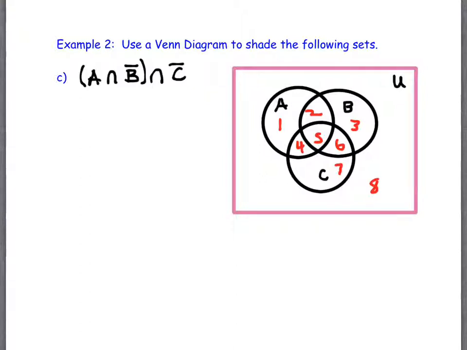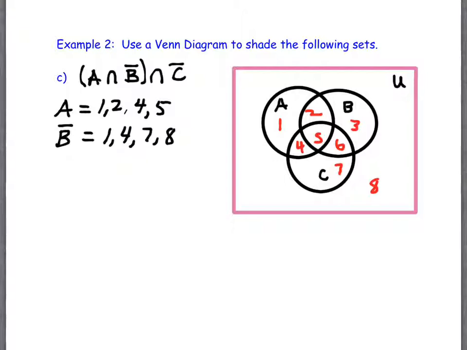Okay, where am I going to start? Yeah, inside the parentheses and with set A. What regions does it contain? 1, 2, not 3, but 4 and 5. What else do I need? Not B. Yeah, B complement or not B. You will hear it said as not B sometimes too. So what are the things that are not in B? 1, 4, 7, and 8. Did you guys agree, Kayla? Does that look okay?